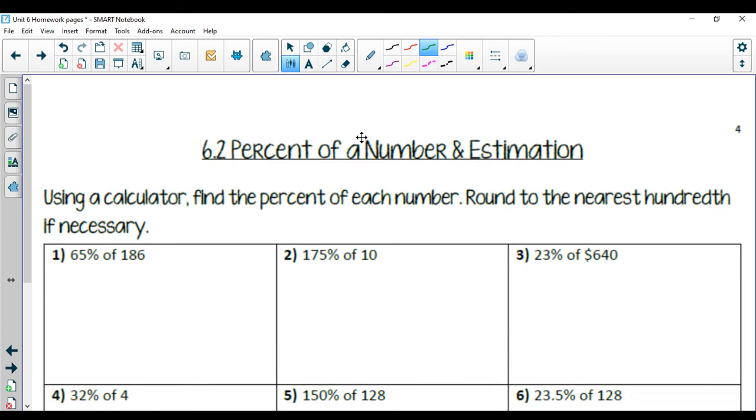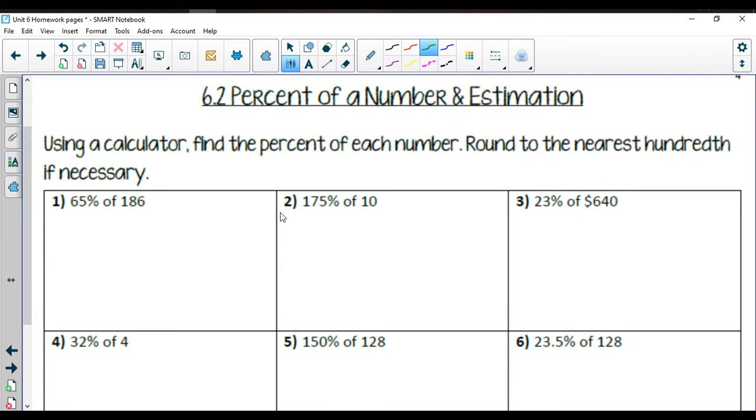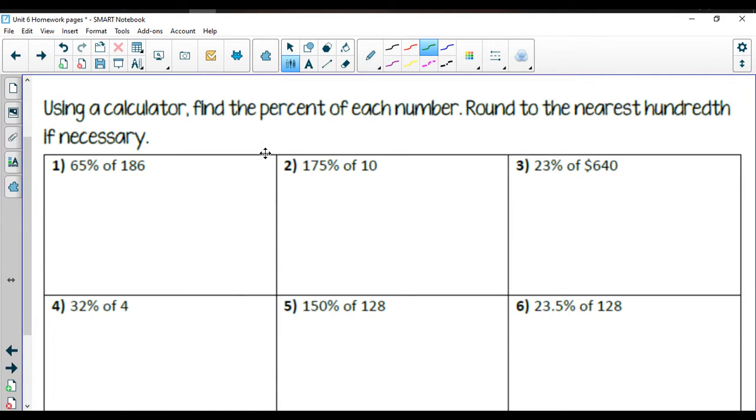All right, for lesson 6.2, percent of a number and estimation. This is your homework practice packet. We are on page number 4. So using a calculator, find the percent of the number, round to the hundredth if necessary.